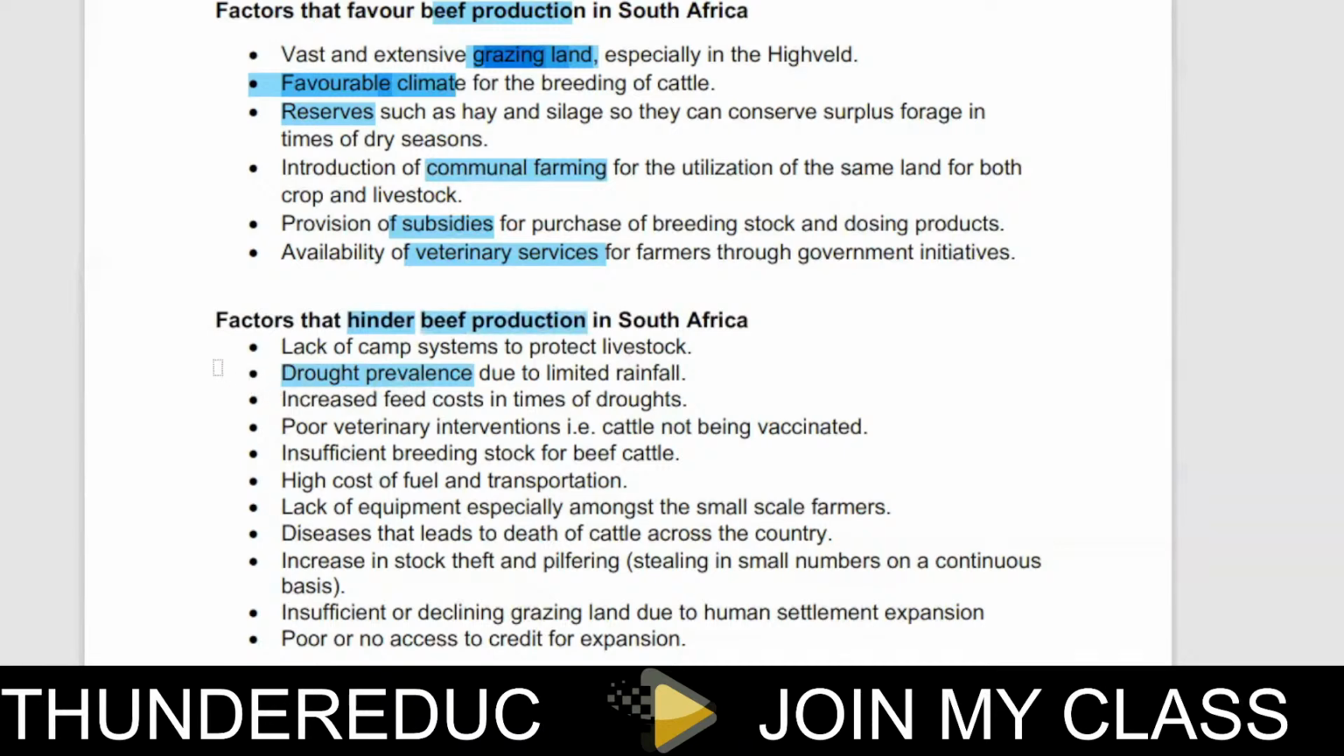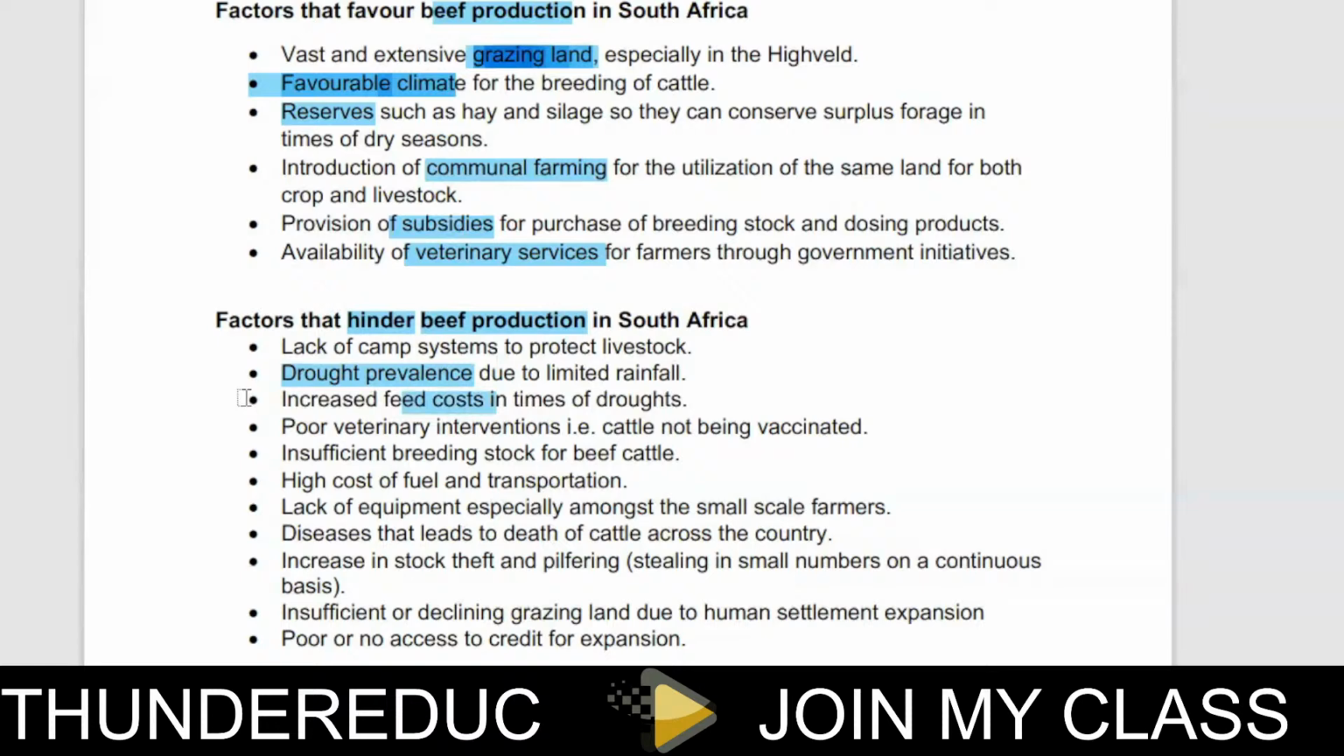The persistent drought in South Africa is due to the areas receiving unreliable rainfall or limited rainfall amounts. Take an example of what is happening in Northwest, what is happening in Eastern Cape. You understand? Those provinces, Northern Cape, it's a serious challenge of drought. This affects production of beef. Then we have increased costs. The costs are too high, and these costs reduce the profit margins.